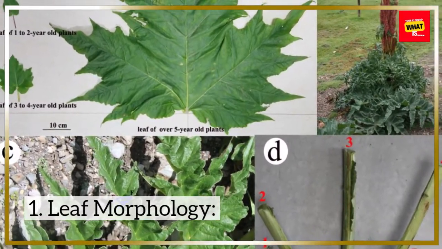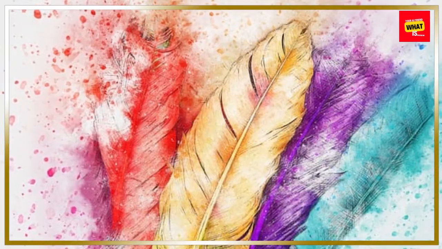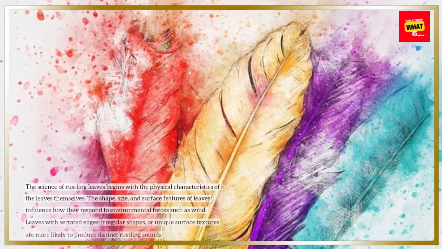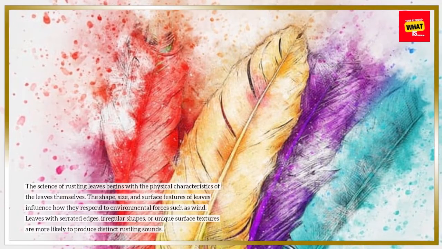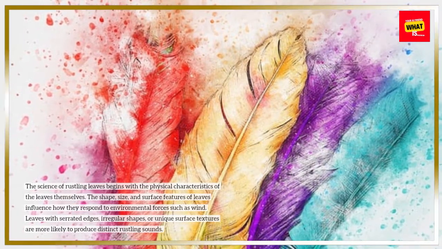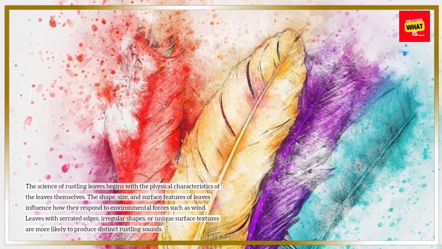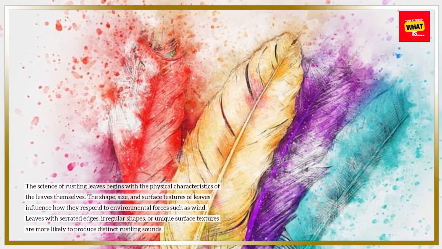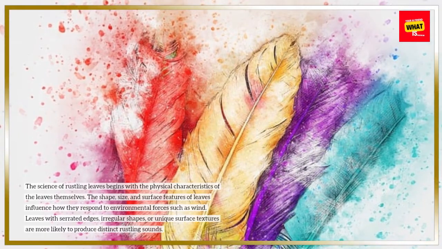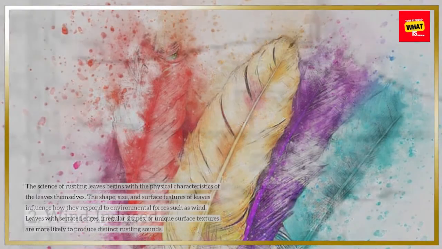1. Leaf morphology. The science of rustling leaves begins with the physical characteristics of the leaves themselves. The shape, size, and surface features of leaves influence how they respond to environmental forces such as wind. Leaves with serrated edges, irregular shapes, or unique surface textures are more likely to produce distinct rustling sounds.